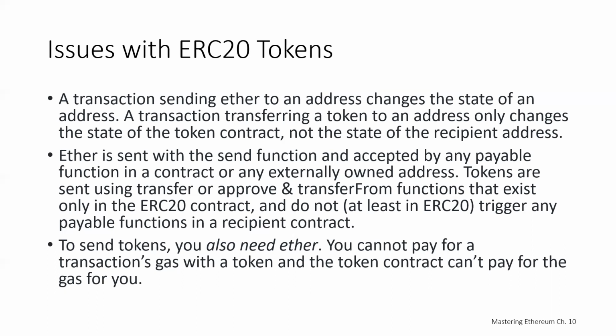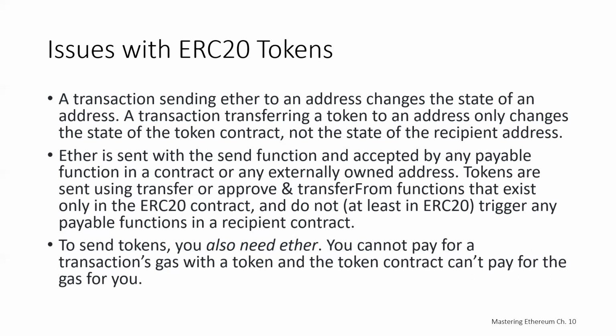Tokens don't behave the same way as Ether. Ether is sent with the send function and accepted by any payable function in the contract or any externally ownable address. Tokens are sent using transfer or approve and transferFrom functions that exist only in the ERC20 contract and do not, at least in ERC20, trigger any payable functions in a recipient contract. Tokens are meant to function just like a cryptocurrency such as Ether, but they come with certain differences that can make them difficult to handle at times.